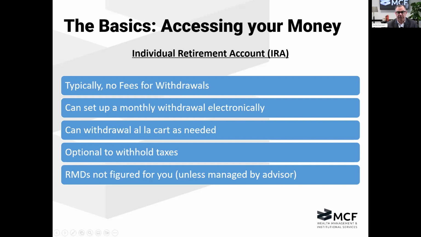Now, RMDs are not figured for you in an IRA. If you have an individual retirement account and you're not working with an advisor or anybody, you would need to figure the RMD yourself, and there are tools, and the factor tables from the IRS are out there that you can use on your own as well. Depending on the custodian, let's say you have an IRA with Fidelity but you don't have an advisor, you can call Fidelity and request that they help you figure out what your required minimum distribution for that year is as well.